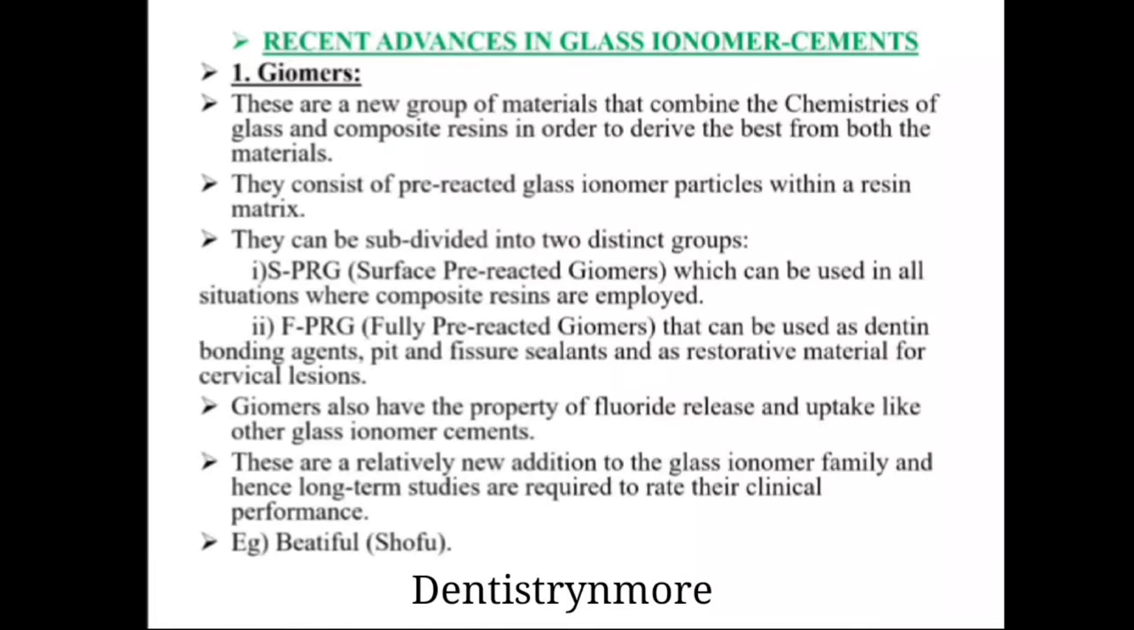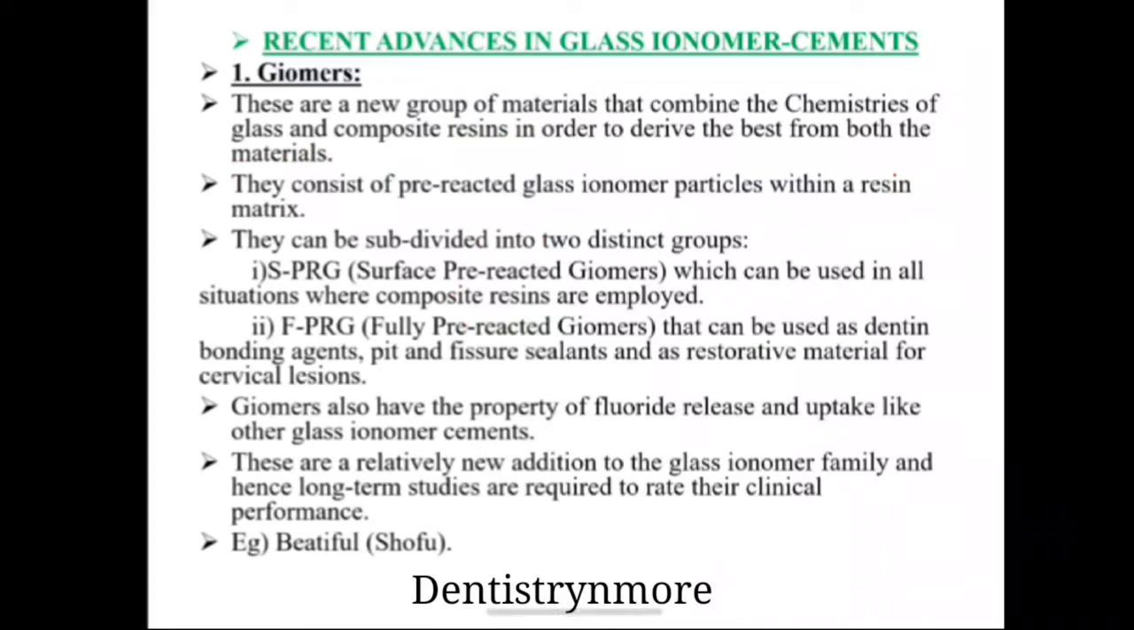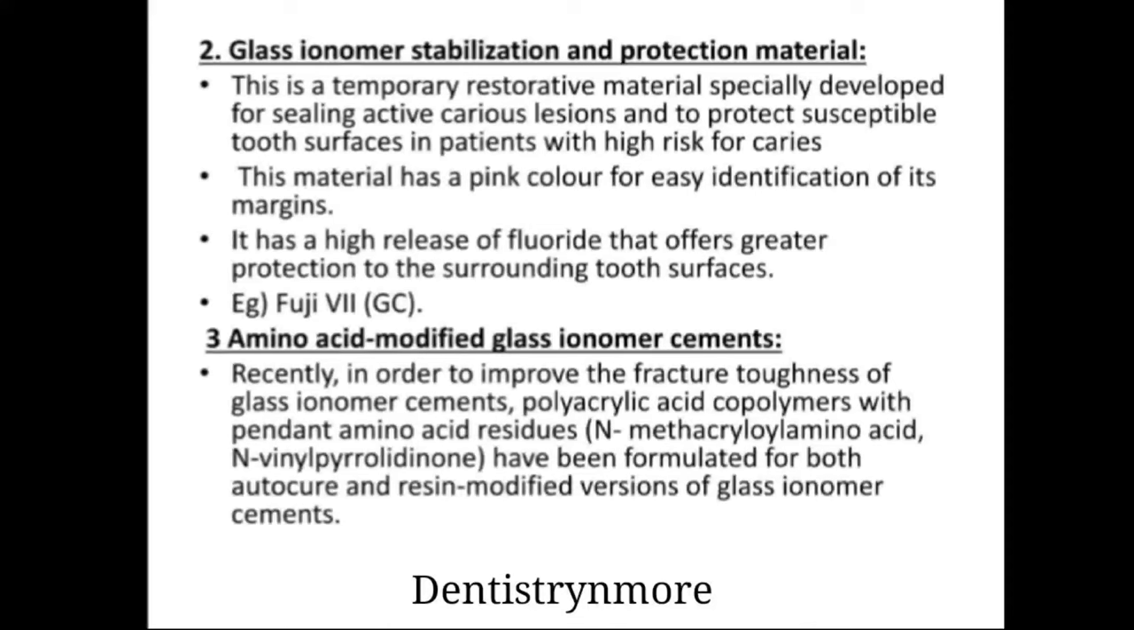Now we are moving to the recent advances in glass ionomer cements. The first one is giomers. It is very important. It is a new group of material that combines the chemistries of glass and composite resins to achieve the best from both materials. It consists of pre-reacted glass ionomer cement with resin, and it is subdivided into two groups, that is surface pre-reacted giomers and fully pre-reacted giomers. Giomers have the property of fluoride release. They are a relatively new addition to the glass ionomer family, hence long-term studies are required to rate their clinical performance.